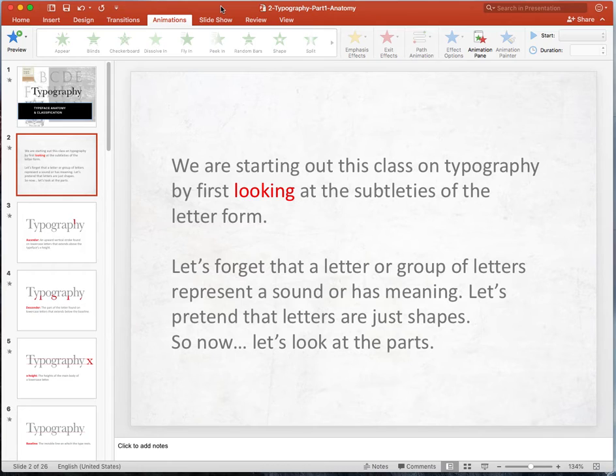We have so many fonts to pick from that they just pick a font and that's it. But we're looking at the subtleties of the letter form. So let's forget that a letter or a group of letters represent a sound or has meaning. Let's pretend that these letters are just shapes. All right, shapes. So now let's look at these shapes. Let's look at these parts, okay?